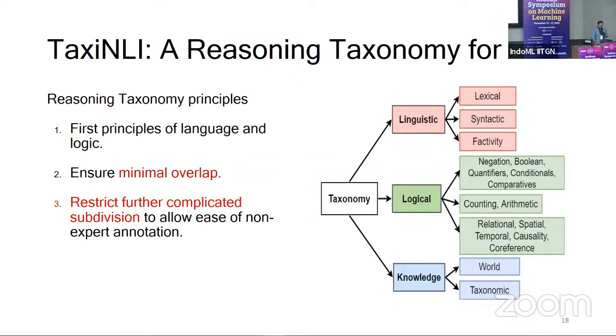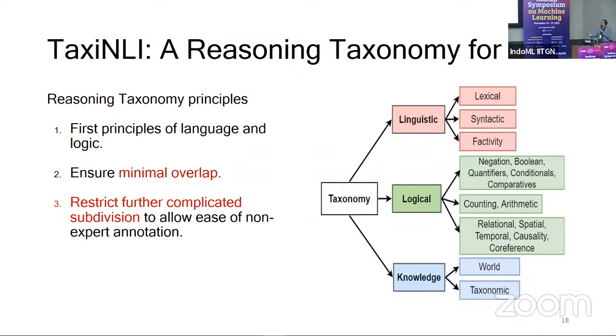Using this high-level taxonomy, we wanted to give a useful but extensible skeleton. We followed first principles from language and logic to come up with linguistic, logical, and knowledge. We removed redundancy as well, so that categories have minimal overlap. There's a reason for that, which will come next. We also made it not too hard to annotate, because we wanted non-experts to annotate using these categories. That's why we did not divide them more and more, so we fixed this particular granularity.